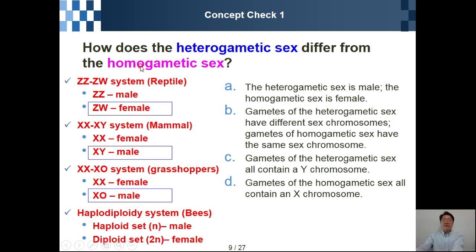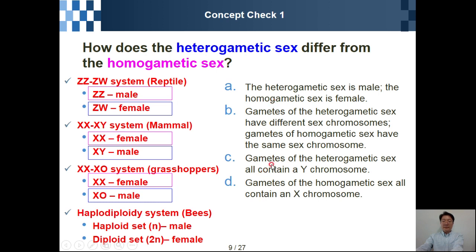Okay, so what is the homogametic sex in the ZW system? In the ZW system, the homogametic sex is the male (ZZ). In the XX system, XX is female, and XX is also female in the XO system. So okay, how about another criterion?